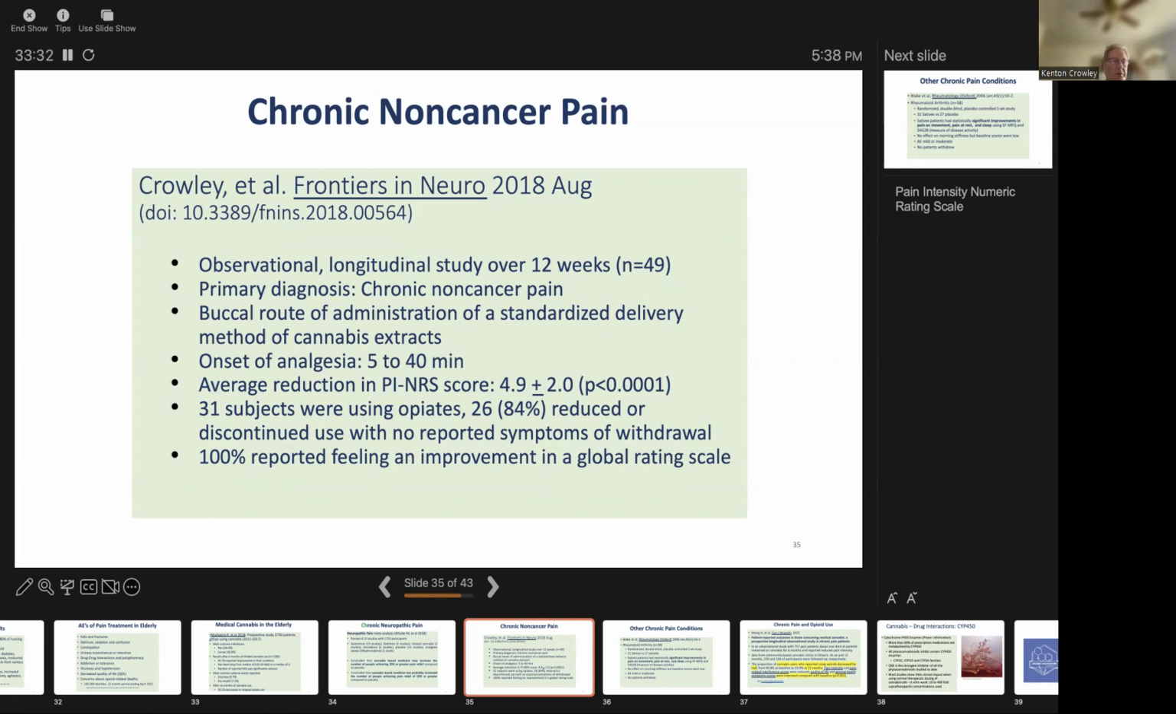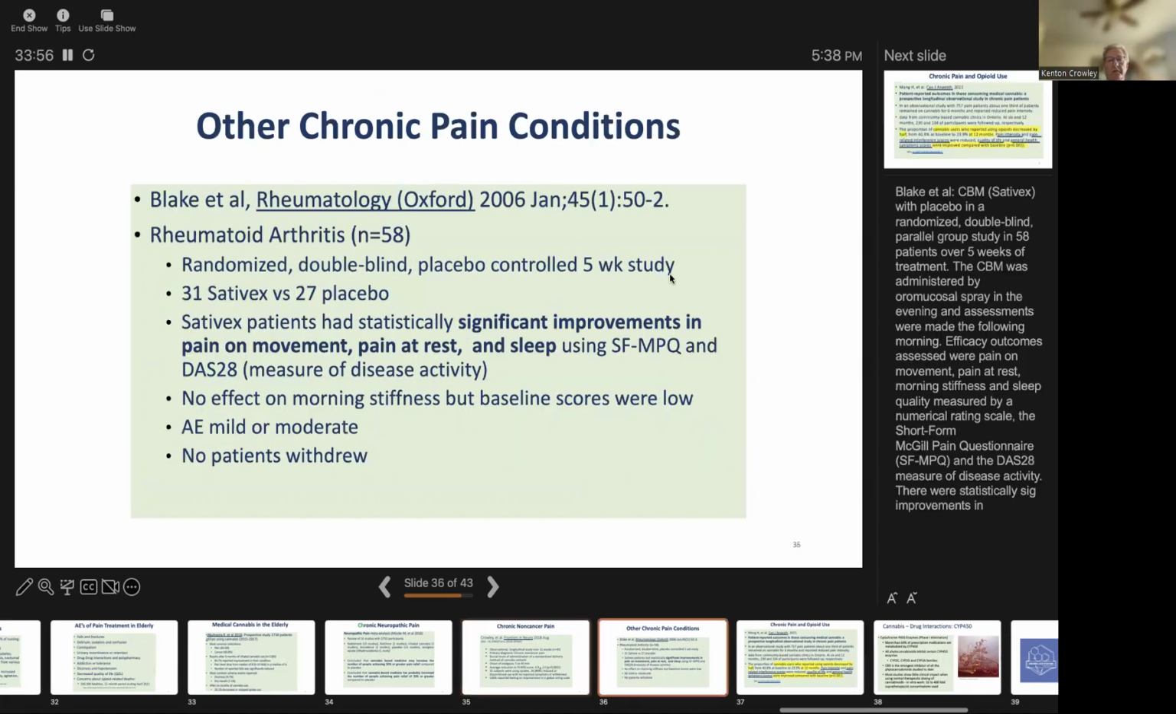There were 31 subjects using opiates, 26 of which reduced or discontinued their use without any reported symptoms of withdrawal. One of the subjects was using only CBD, and 100% reported feeling an improvement in a global rating scale.